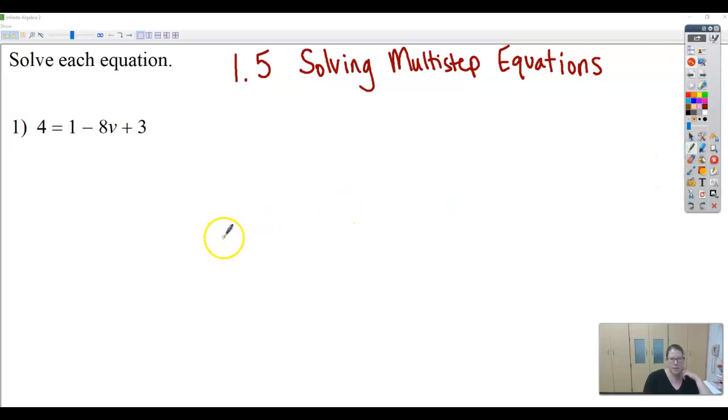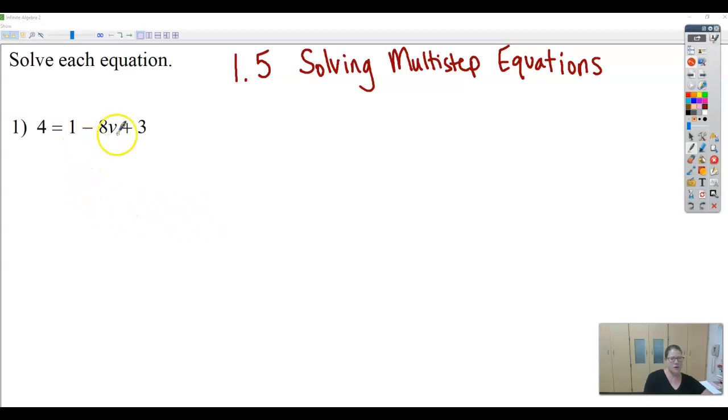Alright, so today we're talking about 1.5, solving multi-step equations. Most of this should be review, things you've learned in the past. We're just reviewing how to solve multi-step equations. Some of it might be a little fuzzy, so we're going to go ahead and go through this.